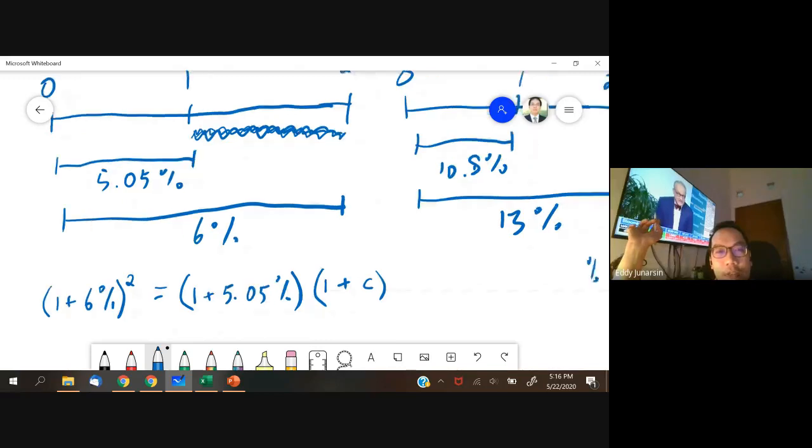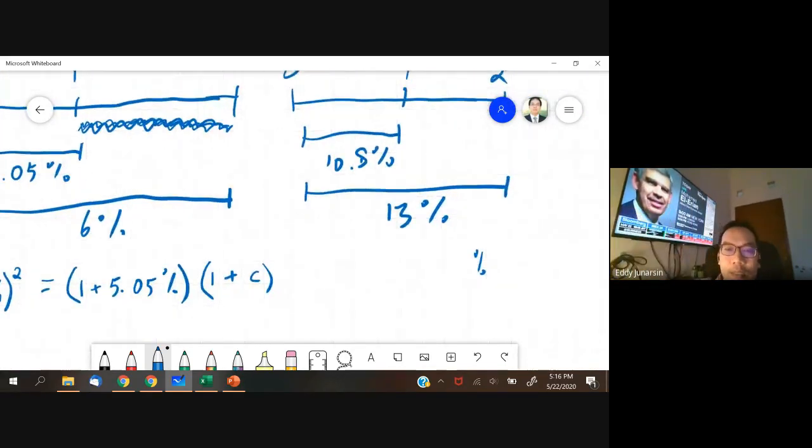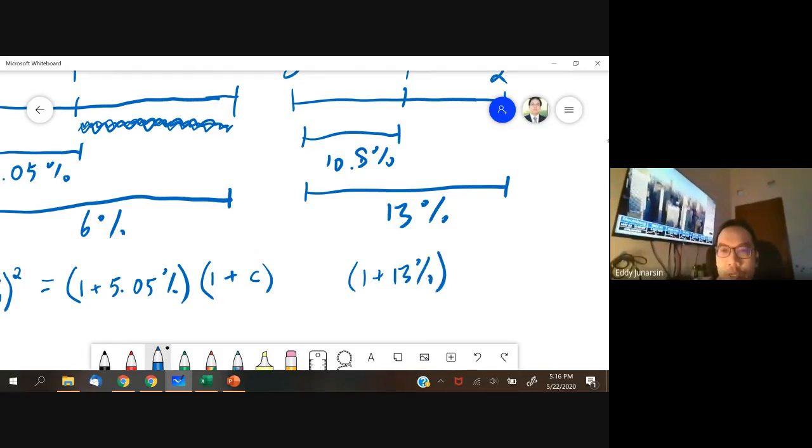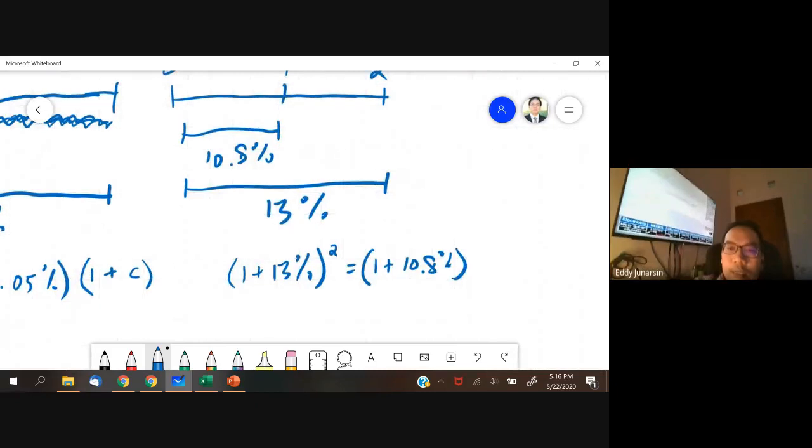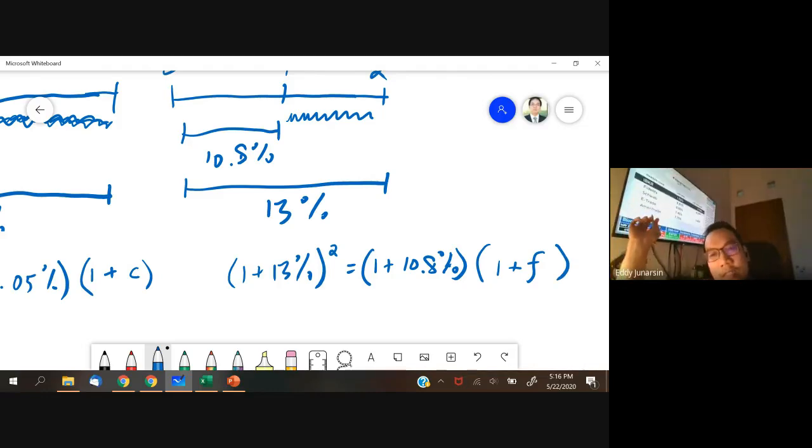Okay. And for this one, what is the logic for this one? 1.13, the 2-year interest rate should be a function of 1 plus 10.8 multiplied by this one, right? So you can call it X or whatever, or if you follow the text, I call it F, right?